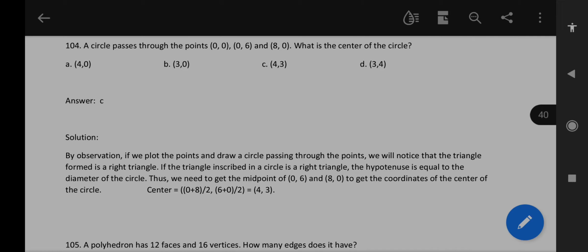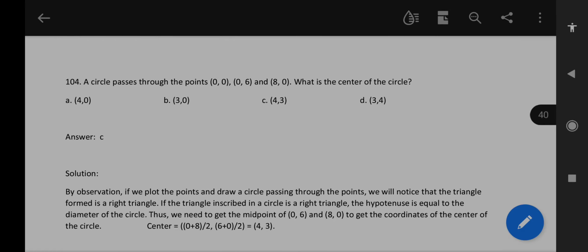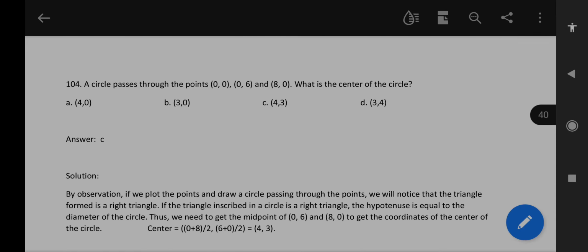Kaya mangyari dyan, we need to get the midpoint yan, of (0, 6) kasama dyan yung (8, 0) para makuha yung coordinates ng center ng circle. Therefore, quantity 0 plus 8 divided by 2, tapos yung coordinate mo na 6 plus 0 divided by 2 ay magiging (4, 3). Sagot mo dyan ay letter C sa tanong na yan, sa problem 104. Okay?